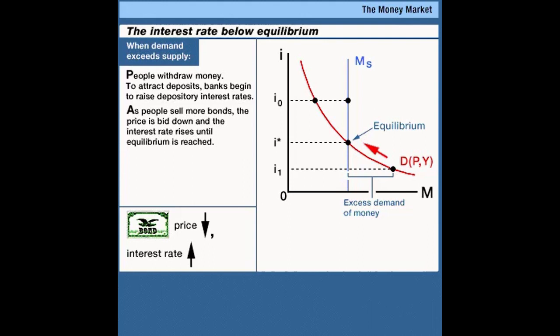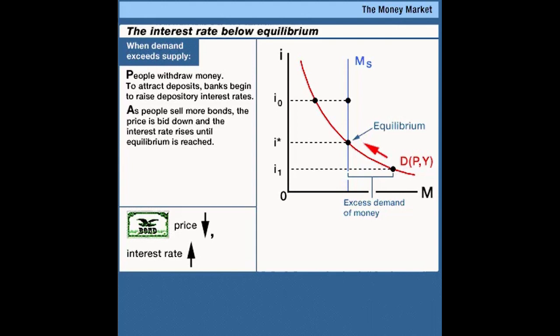So whenever bond prices are falling because people are trying to get rid of their bonds and get cash instead, the interest rate on bonds, the rate of return, is bid up until finally people decide, yes, they're just as happy holding these bonds because the interest rate is back at a level that gives us equilibrium.